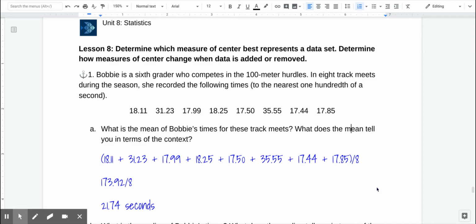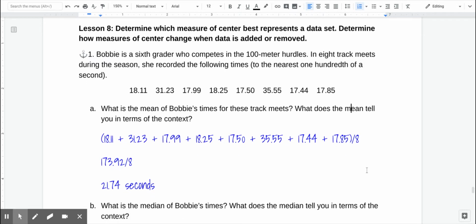But the next part is the really important one. The mean, what does it tell me in terms of the context? That tells me how long I might predict that Bobby would take on her next 100-meter hurdles if I'm taking into account all of this data. But some of this seems to be cast in doubt because many of these are right around 18 seconds, and then a couple of them are higher. So I don't know that that's really a very good predictor of her next race. By being a predictor of her next race, I mean a measure of center for the data set.